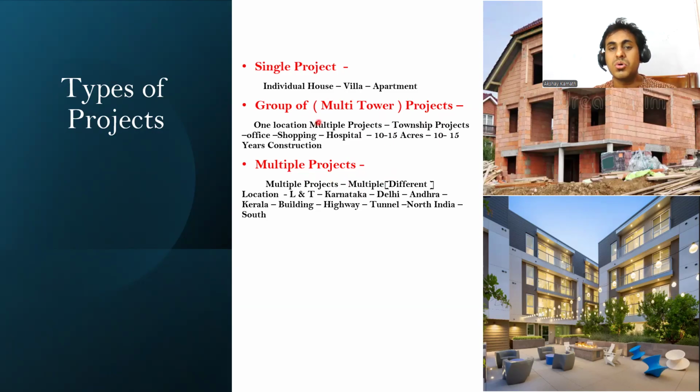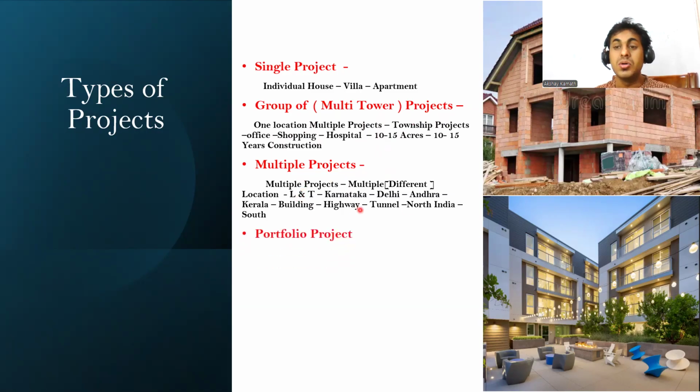Here, when I say group of projects, only building construction is happening, and nothing else. It is happening in only one location. But multiple projects is not happening in one location. It is happening in multiple locations, multiple projects, and in different domains.